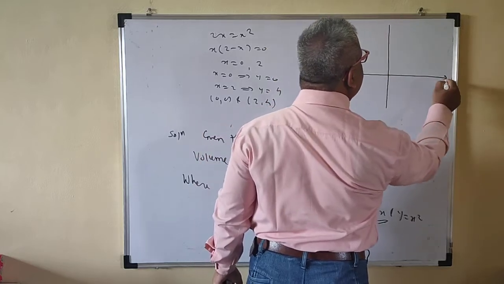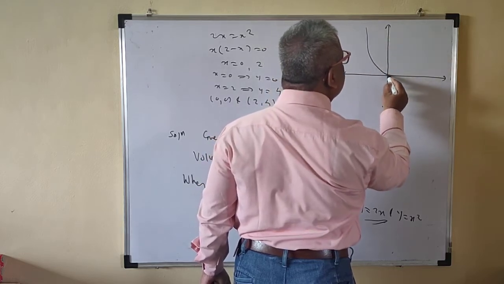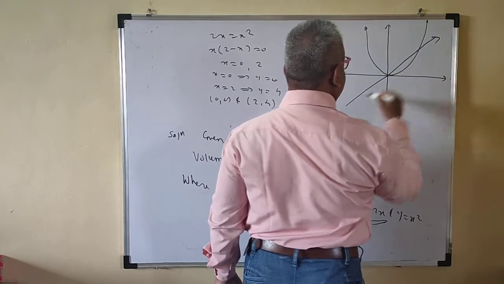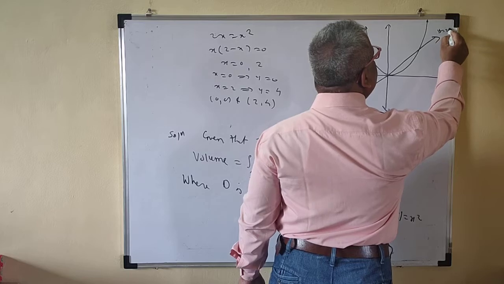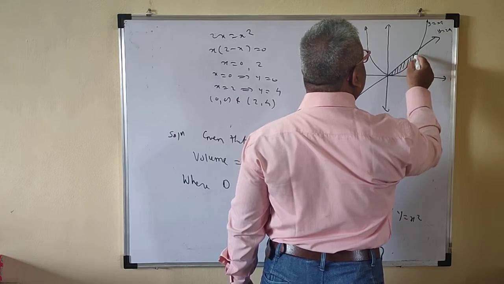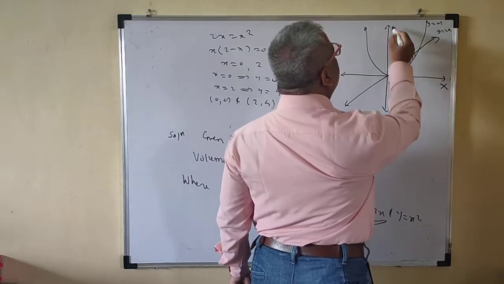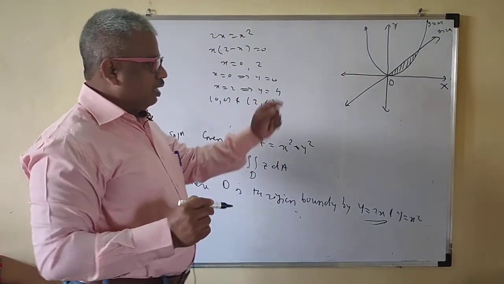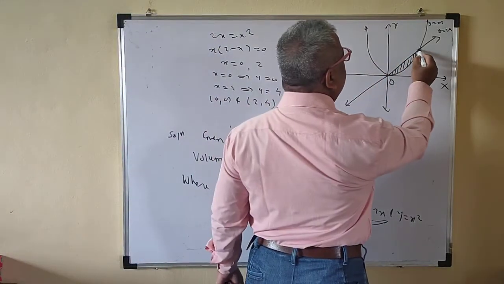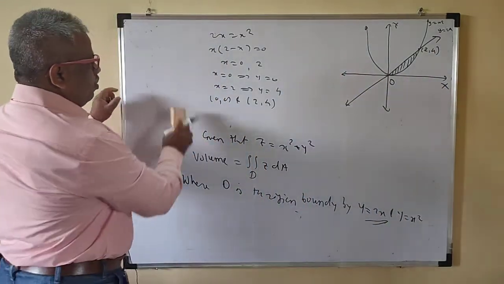We draw the figure and fix the region D. This is your parabola, y is equal to x square, and the line y is equal to twice x is like this, because it intersects the parabola. Now this is your region. We write the x axis, y axis and the origin; it is very important to write these. This point is (2, 4).